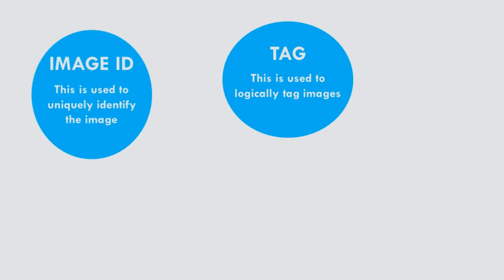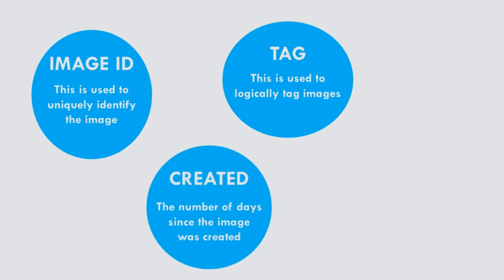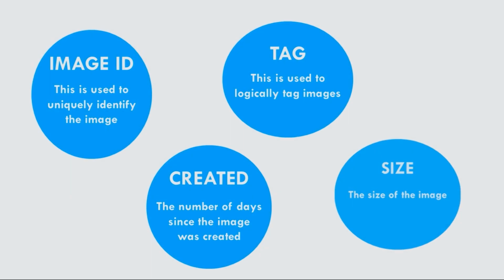Tag: this is used to logically tag images. Image ID: this is used to uniquely identify the image. Created: the number of days since the image was created. Size: the size of the image.